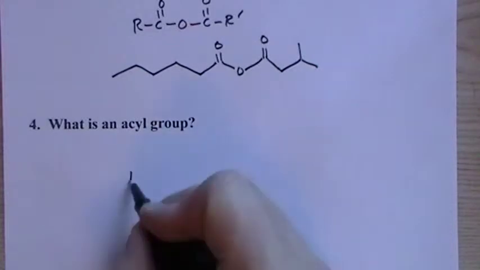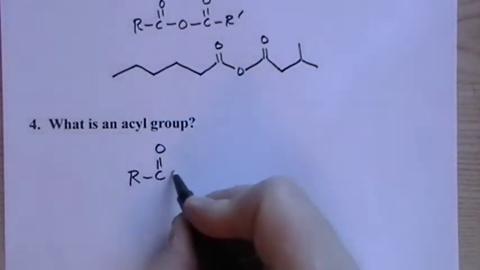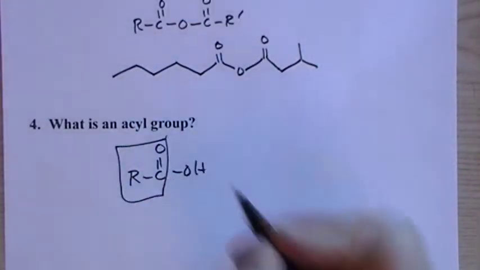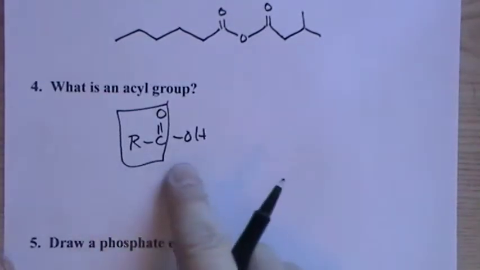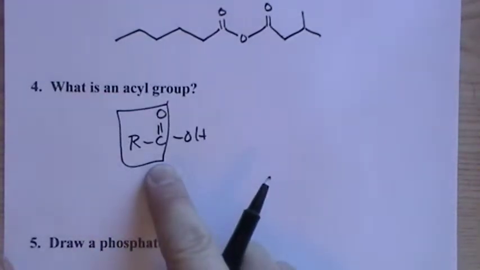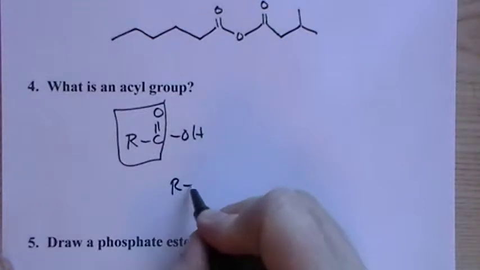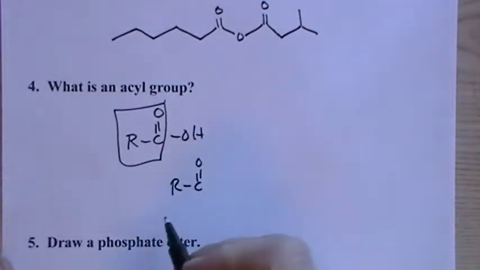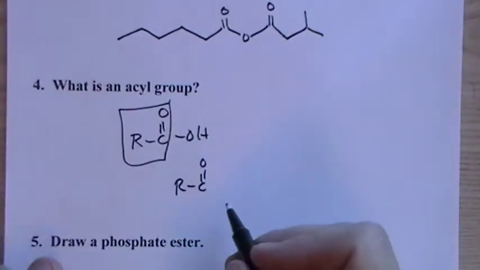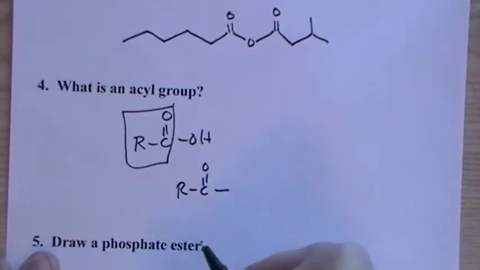The acyl group is this part. Now because this part can be latched onto lots of different things to create other functional groups, like that acyl chloride that we saw, or acid chloride, I should say. So we have this group is the acyl group.